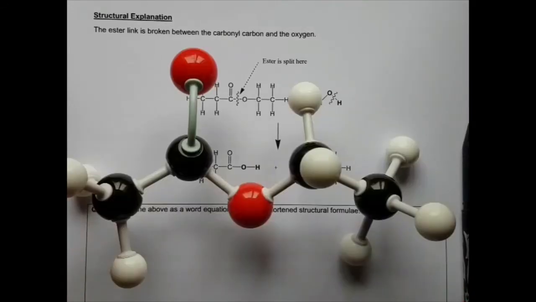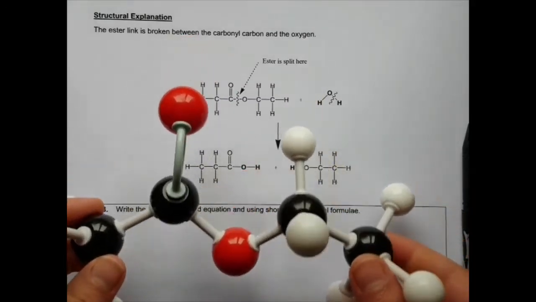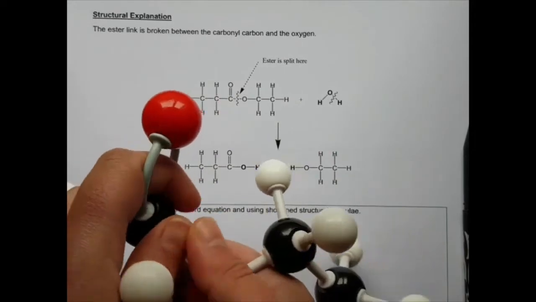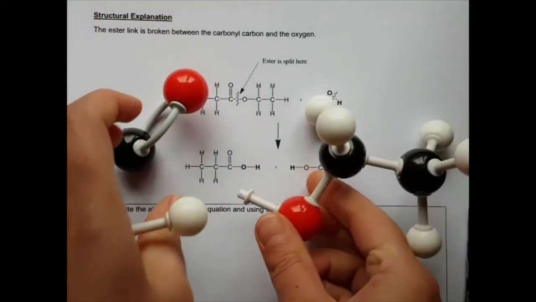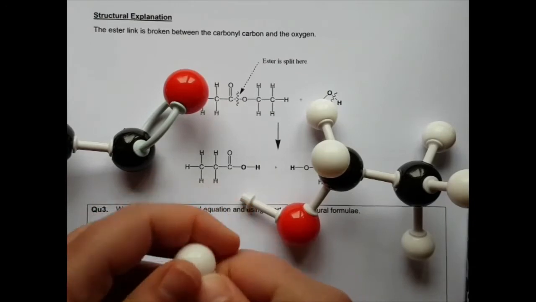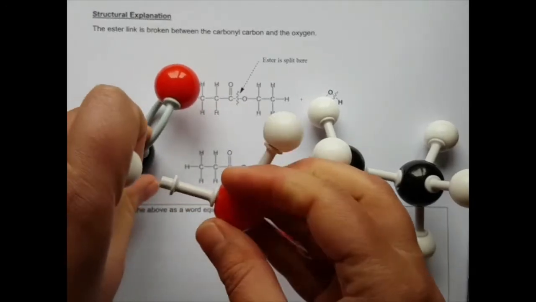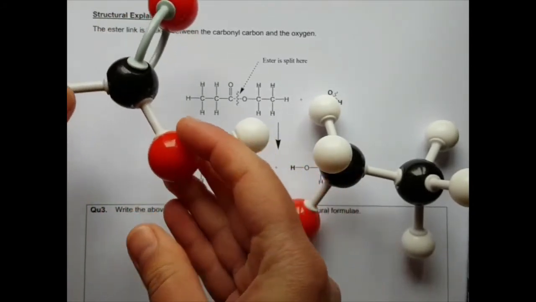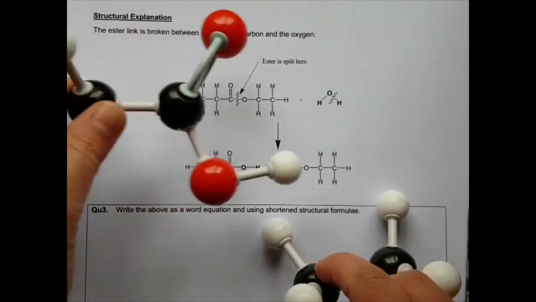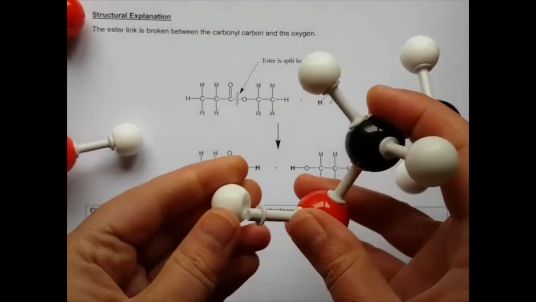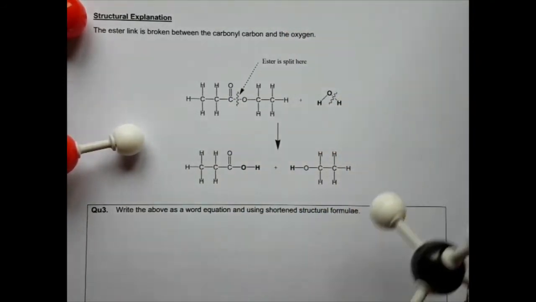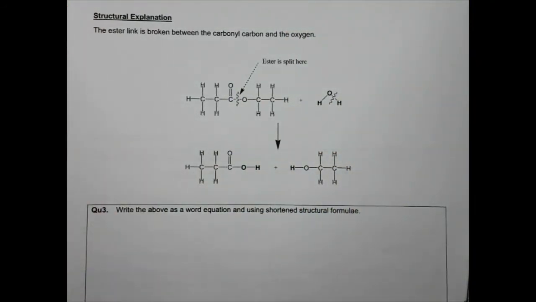So really briefly, I'll just show you that with the molymods. So we've got our ethyl ethanoate, and we're going to break the ester link in the middle. We're going to add in water, but the water has to also split up into two parts. So our OH part of the water, one half of the water molecule, will add on here to regenerate the carboxylic acid, which is this one here, and then the other hydrogen from the water is going to add on here to regenerate our alcohol. So you have to write the above as a word equation and using shortened structural formulae.